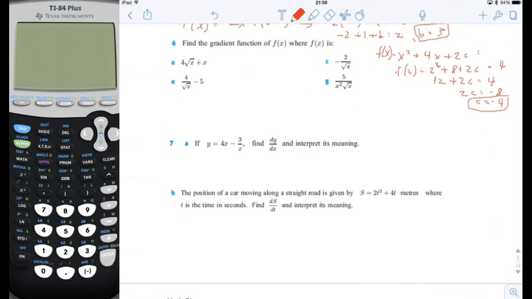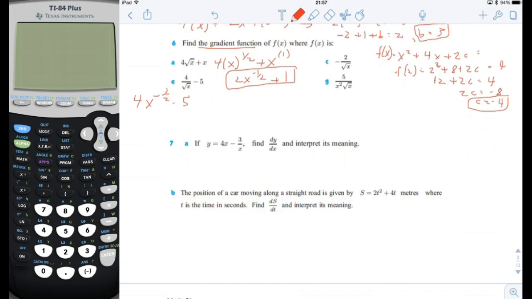Now to number 6. Find the gradient function of f of x. Here, they're saying finding the gradient function, they're just saying take the derivative. So for this first one, let's simplify it. We're going to write 4x to the 1/2 plus x to the first. That makes it a little bit easier. We can use the power rule for both. So we're going to have 2x to the negative 1/2 plus 1. And for this one, it's the same thing as writing 4x to the negative 1/2 minus 5.